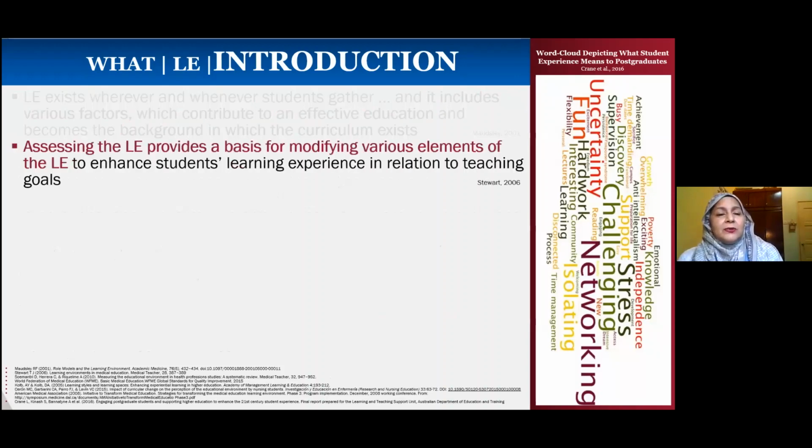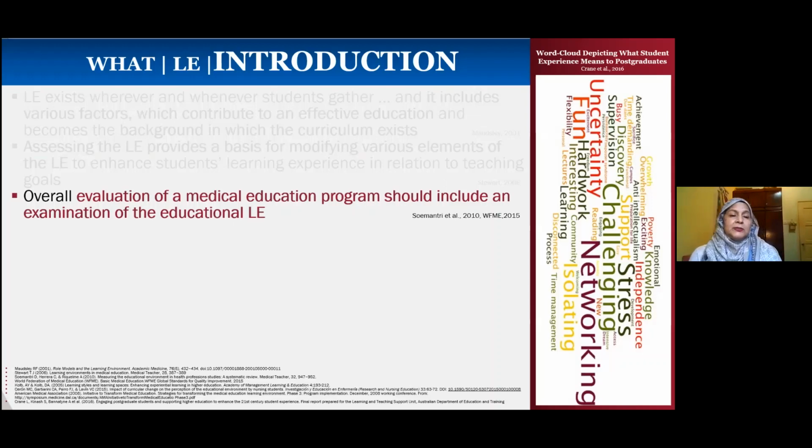Assessing the learning environment provides the basis for modifying the various elements of the learning environment. So because of the assessment of the learning environment, we can change the students' experiences regarding the teaching, learning, and the facilities which are provided to the students. These can be modified according to the feedback which we get about the learning environment.